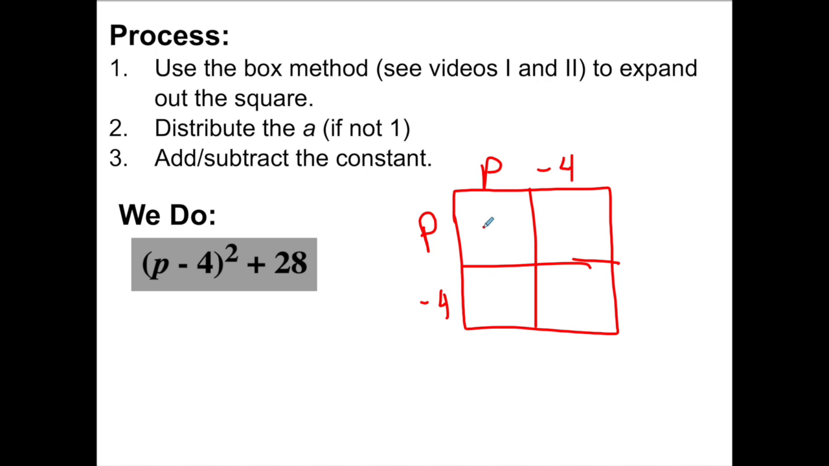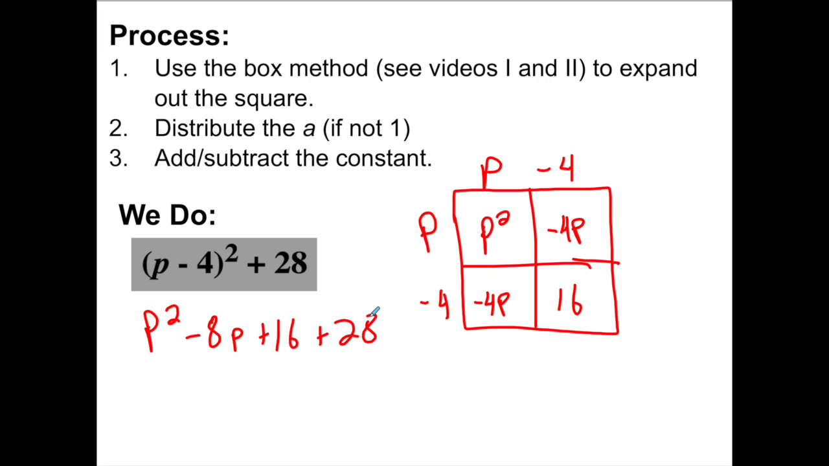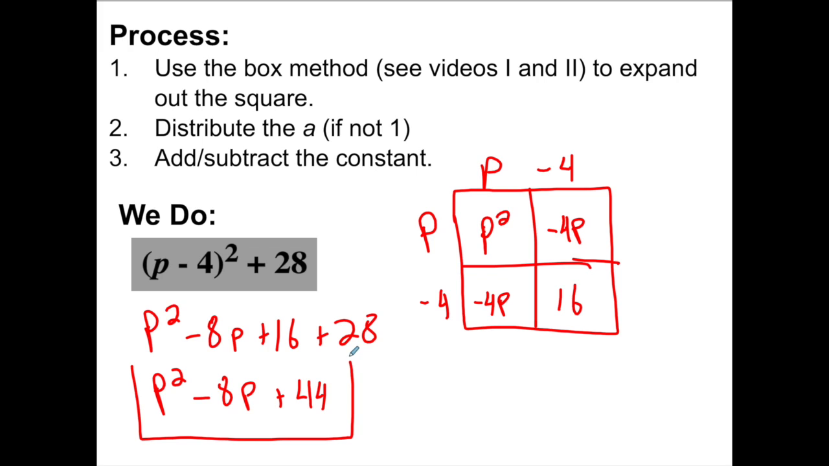So you do this. This is p squared. This is minus 4p. This is minus 4p. This is positive 16. So I've got p squared minus 8p plus 16 plus 28. Okay, so I combine and I've got p squared minus 8p plus 44. All right, so please again make sure you understood that. And then when you're ready, I'm going to go ahead and move on.